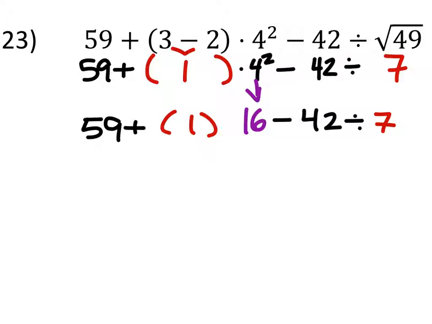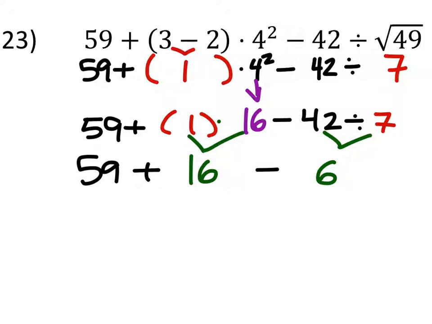On this one, we still have order of operations. We've taken care of parentheses and exponents, so we look at multiplication or division from left to right. I've got multiplication between the 1 and 16. 1 times 16 is 16. Then I've got 42 divided by 7, which is 6.